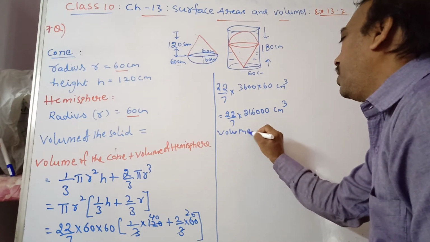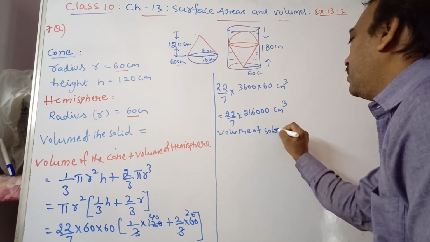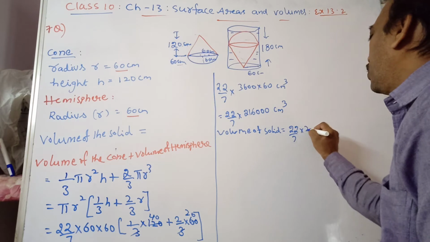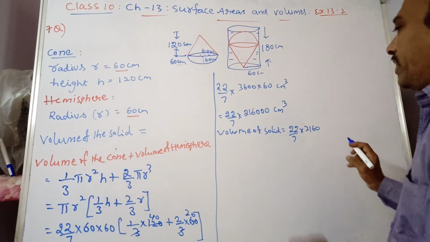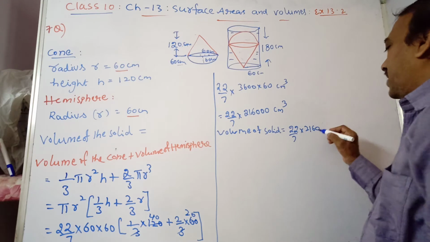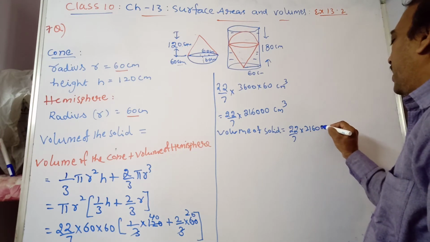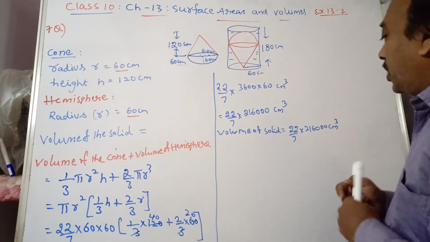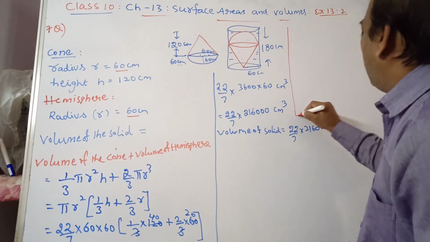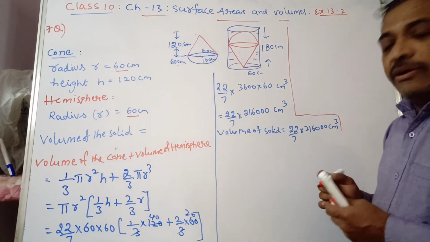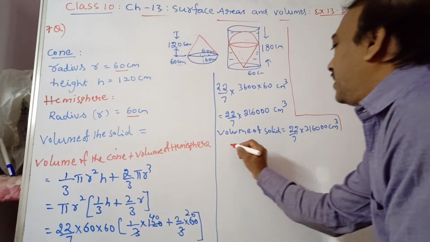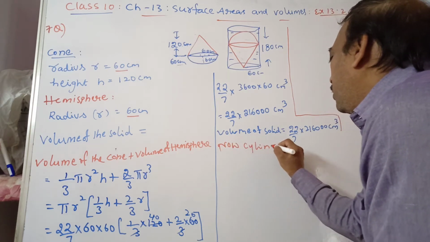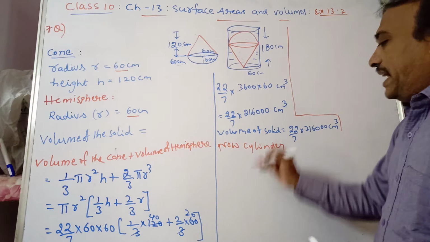Volume of solid is equal to 22 by 7 into 216,000 centimeter cube. This is the volume of the solid. We got the volume of the solid. Now we are writing for the cylindrical part. Now for the cylinder, you see, radius we know.